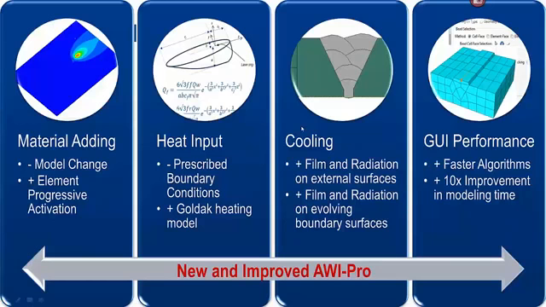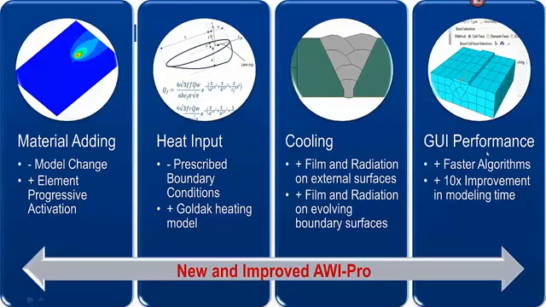The third major improvement is for the cooling of the welded parts, convective and radiative cooling. We used to have the film and radiation conditions defined on the exterior boundary, and the plugin would create the needed definitions for each analysis step to account for the evolving boundary surface during the welding process. So that was in the old AWI. In the new version, it is now handled by the solver automatically. That is, applying film and radiation on the evolving boundary surface. The user simply has to specify that it is needed during the model setup inside AWI.